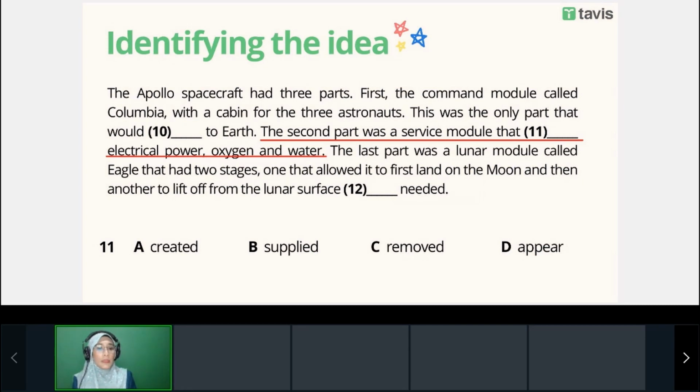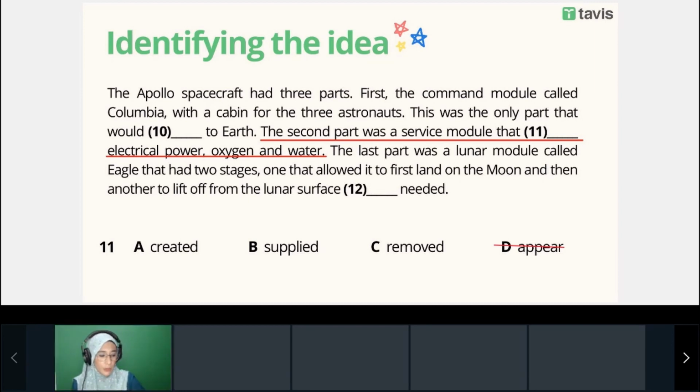So here, the second part was a service module that something electrical power, oxygen, and water. Is it created, or is it supplied, or is it removed, or is it appear? Now you can see that the word appear is in present tense because all of these end with D or ED, right? This is present. So definitely D is wrong. Okay, D is considered wrong. So what do we have?